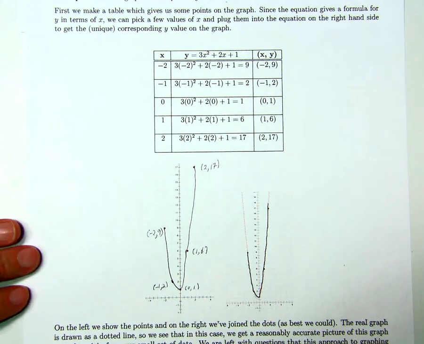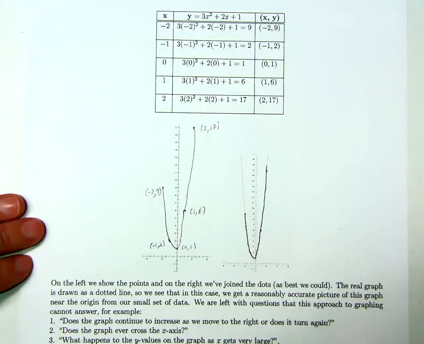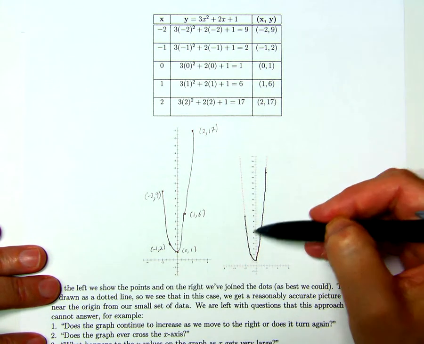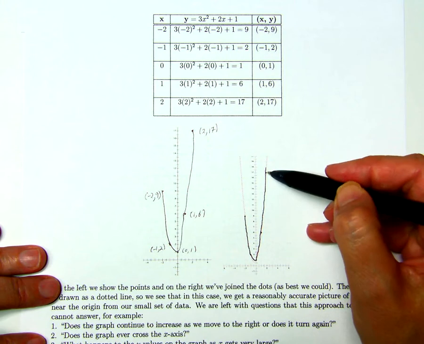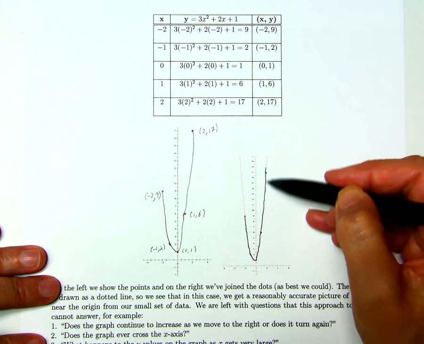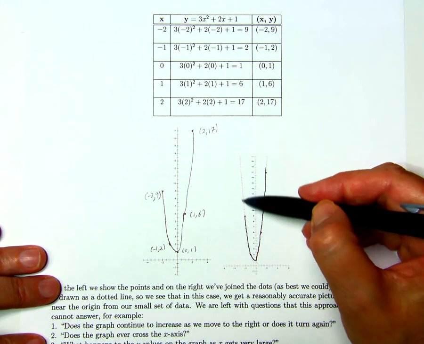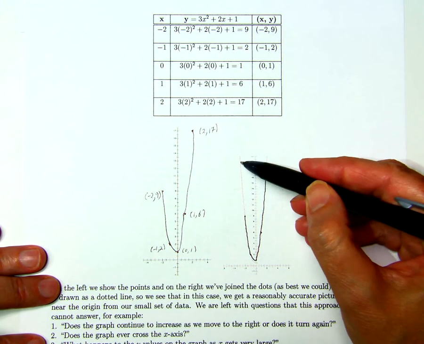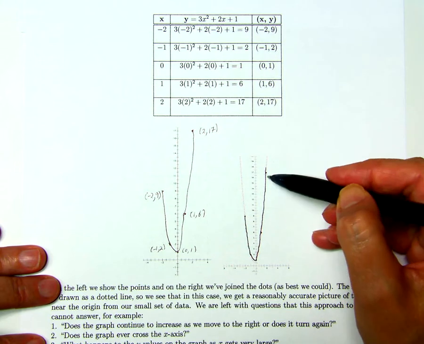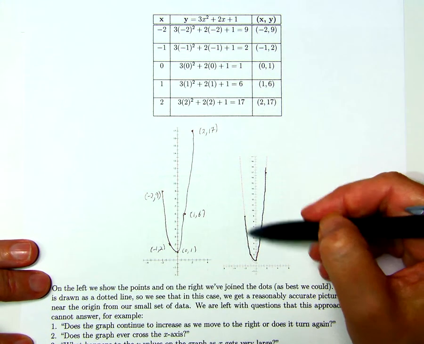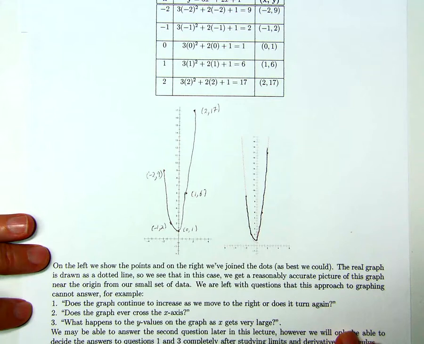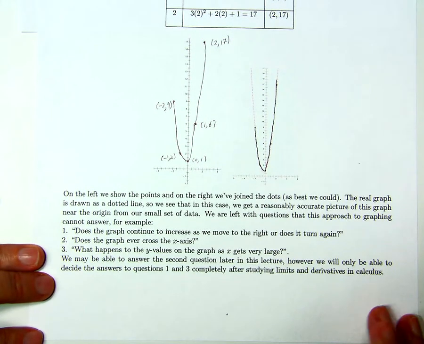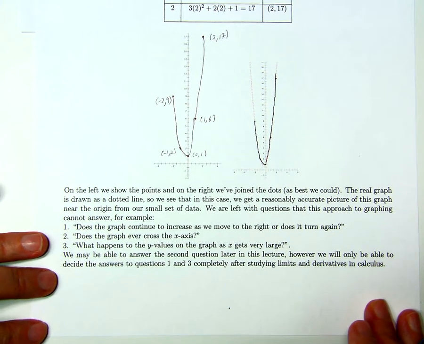Now, the limitations of this technique. I've actually drawn the graph here, so we do get a pretty good picture of how this graph is behaving around 0. This is what I get when I join the dots, and this is the actual graph from a computer program, from Mathematica, the red line here. So I get a reasonable picture of what the graph is doing around 0 by plotting a few points. The limitations of this join-the-dots method are that we're left with several questions.